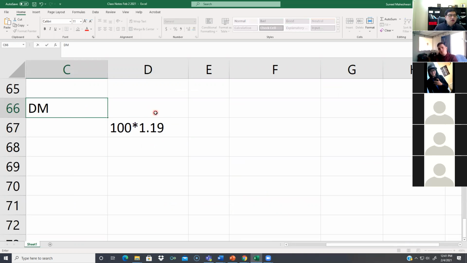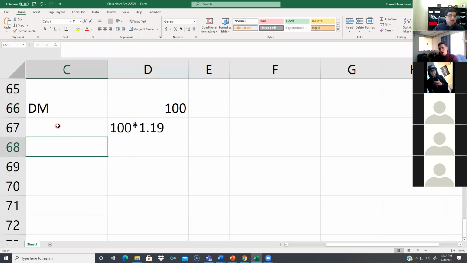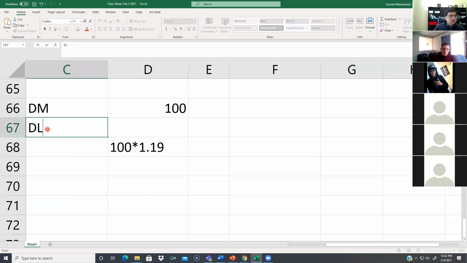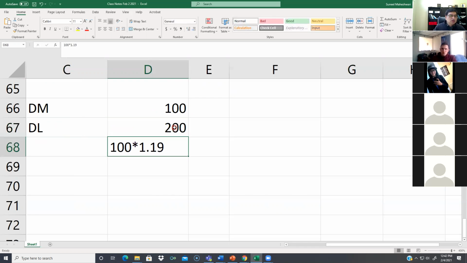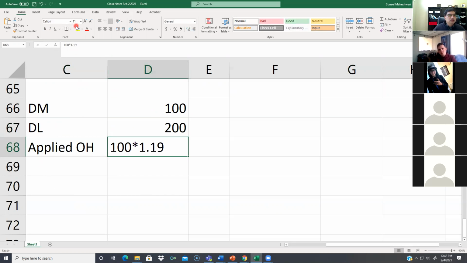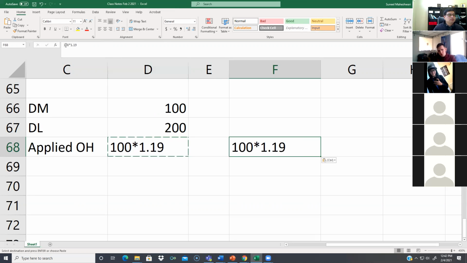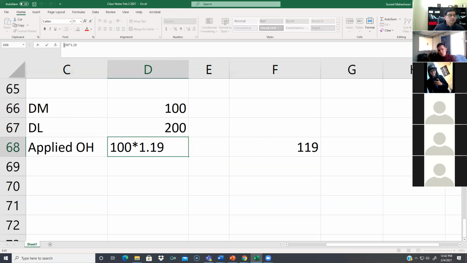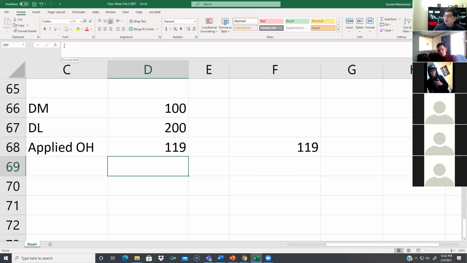Suppose your direct material cost is 100, and your direct labor cost is 200, and your applied overhead will then be 100 times 1.19, because that's the rate, 119% of the direct material cost. It'll be $119.